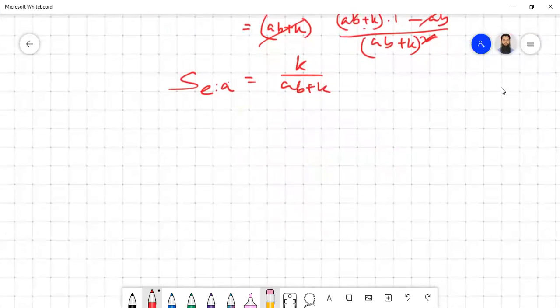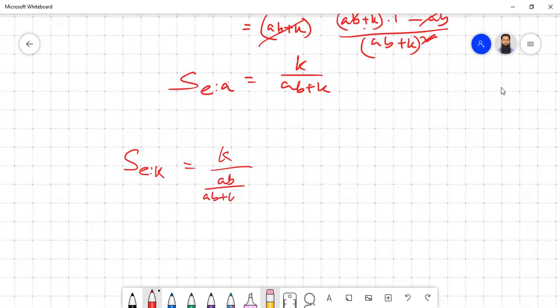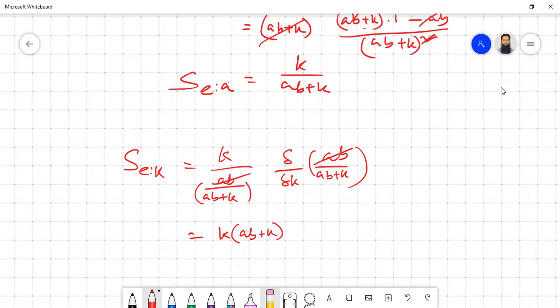So next is sensitivity of the error with respect to the parameter K. So now K is a parameter, K by error, that is AB by AB plus K. This is function, then D by DK of AB by AB plus K. So AB is a constant this time because we are taking the derivative in terms of K. So this one getting canceled out. So what is left is K into AB plus K.